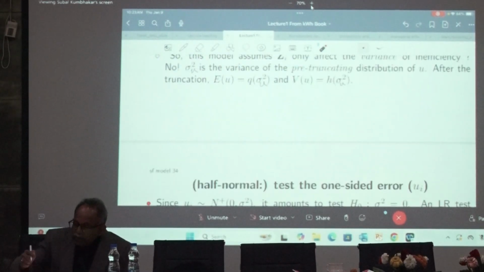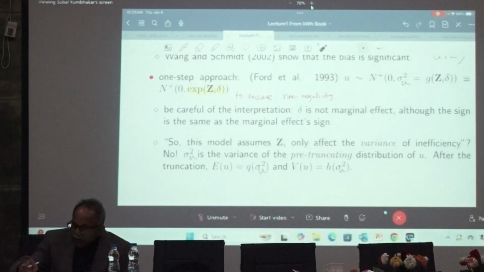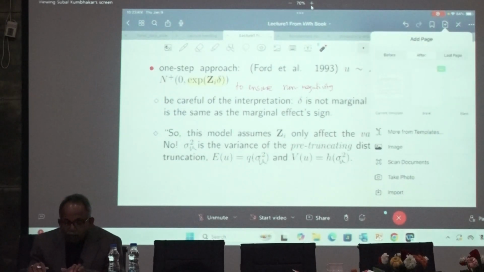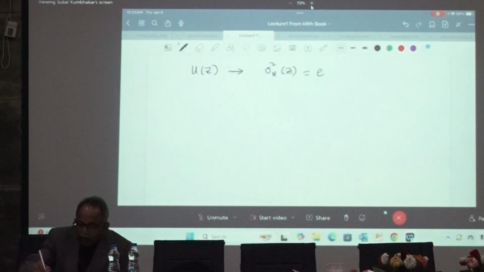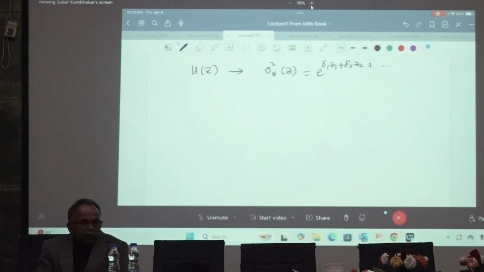So let me just create a page in here. Okay, so we get an estimate of U. Now we are saying that U, inefficiency, is a function of a Z variable or variables, right? And we specify it in terms of sigma square. So sigma square U is a function of Z, and we say this is an exponential function of delta 1 Z1 plus delta 2 Z2 and things like that. So you can have one or many variables. We get an estimate of U using the same formula, so that would be a function of Z.